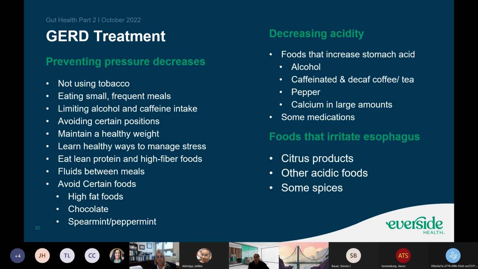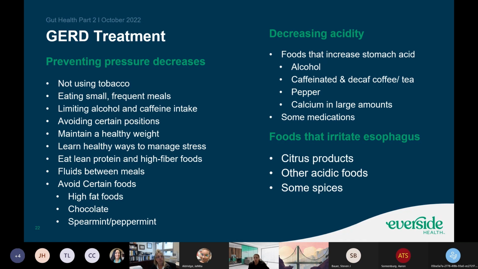To decrease the acidity, note that certain foods cause more stomach acid. So alcohol, caffeinated and decaf coffee and tea. Coffee and tea have methylxanthines that increase the acidity of your stomach acid. Pepper, for whatever reason, and then calcium in large amounts. Those little Tums tablets have calcium in them, but if you start taking a lot of those, you get what's called an acid rebound, so your stomach starts producing more acid in response to that.